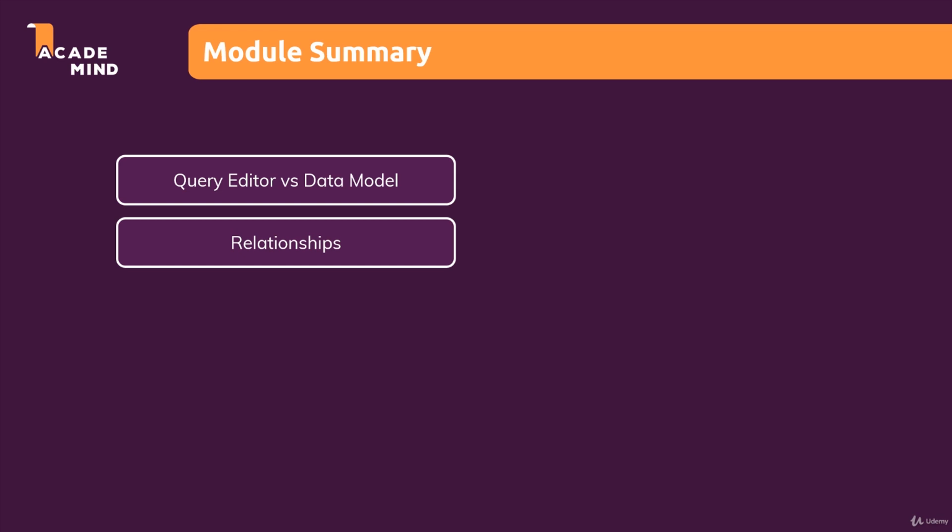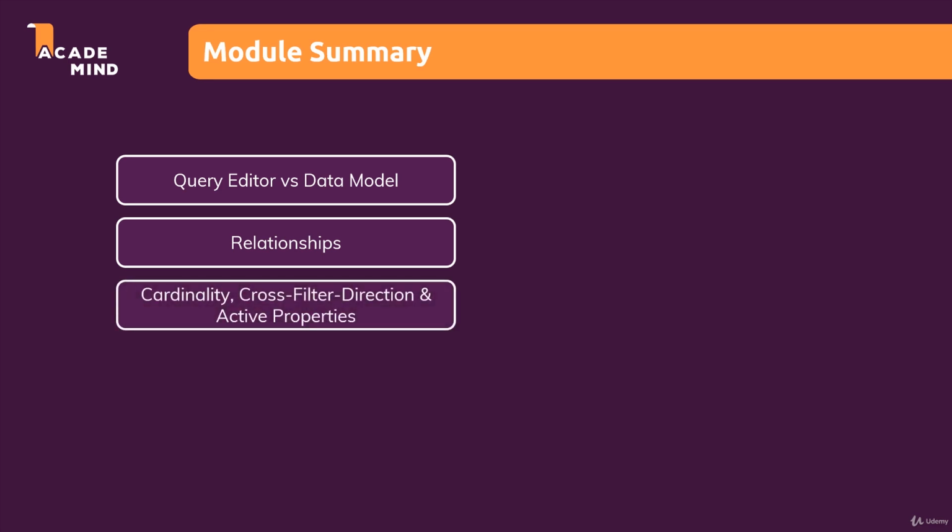After that, we had a look at relationships. Relationships allowed us to establish a communication base between different tables. We learned how to create and use these relationships. And in this context, we had a look at cardinality, so the relationship type, the cross-filter direction, which specifies the information flows between our tables, and active properties, which define whether a relationship is active or not.